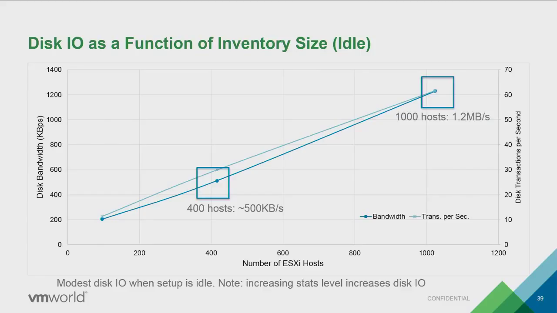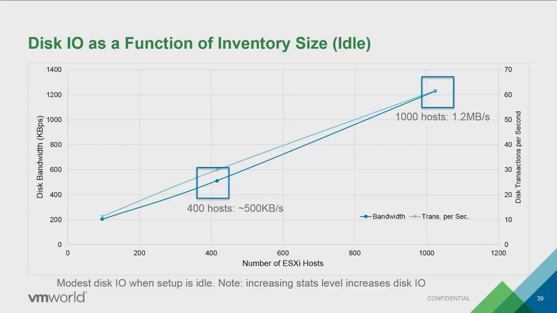Now, we've talked a little bit about the structure of I/O. We've talked a little bit about its characteristics. Let's talk a little bit about some concrete numbers here. What I'm showing you here, on the x-axis, is the number of ESXi hosts. On the right y-axis, I'm showing you the transactions per second. And on the left y-axis, I'm showing you the bandwidth.